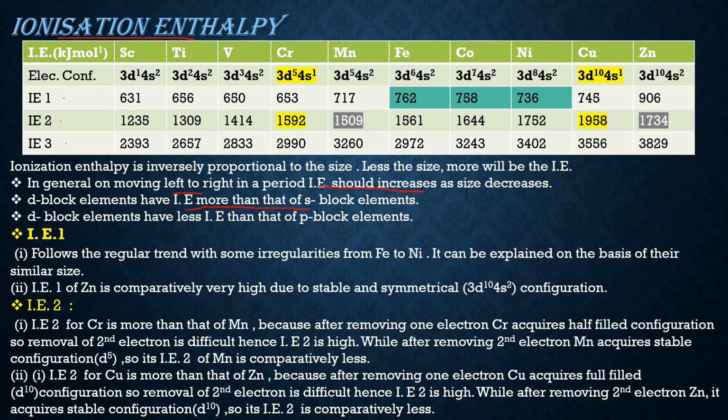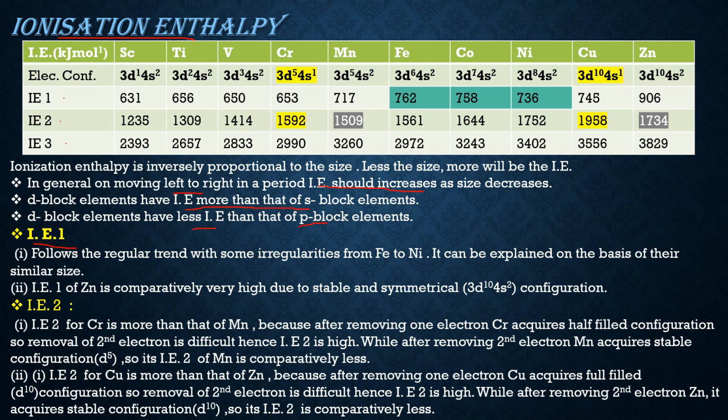Now if we compare the ionization enthalpy of d block with that of p block, then they have less ionization enthalpy because their size is more than that of p block, so the electron is easily removed. So let us start with ionization enthalpy 1.